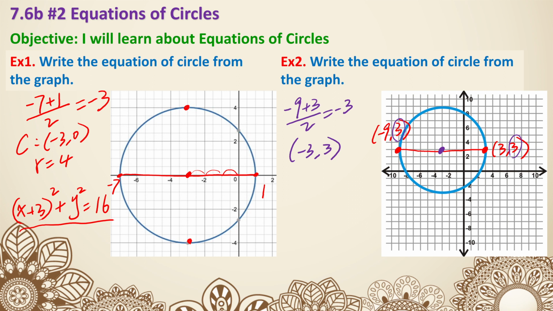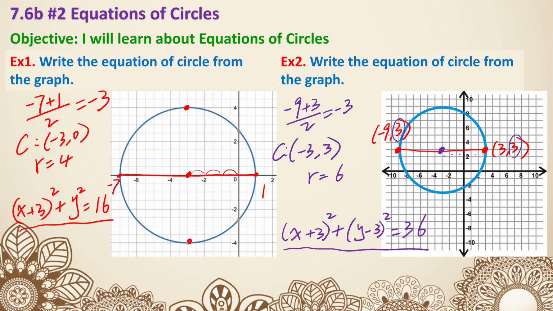And as soon as we have that, we can count the radius. 1, 2, 3, 4, 5, 6. The radius is 6. I can easily write the equation. The x-coordinate is -3, so it's going to be x plus 3. The y-coordinate is 3, so it's going to be y minus 3. That equals, my radius is 6, square that, 36. There's my equation for that circle.